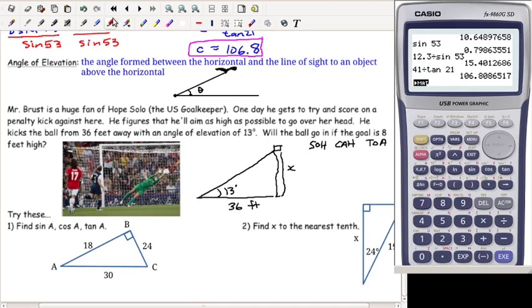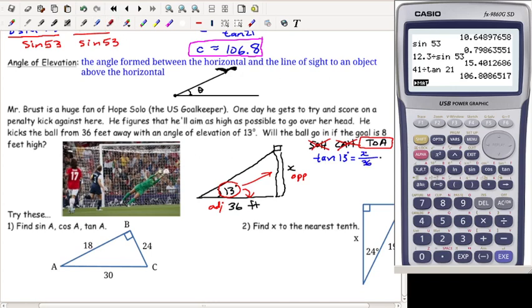And what sides are we looking at? So from this 13 degree angle of elevation, I have the adjacent side, and I have the opposite side. Sine needs opposite and hypotenuse, don't have hypotenuse. Cosine needs adjacent and hypotenuse, don't have hypotenuse. Tangent needs opposite and adjacent, I do have both of those. So I'm going to start with that. So tangent of my angle, in this case the 13 degrees, equals the opposite side, that's the x, over the adjacent side, that's the 36.